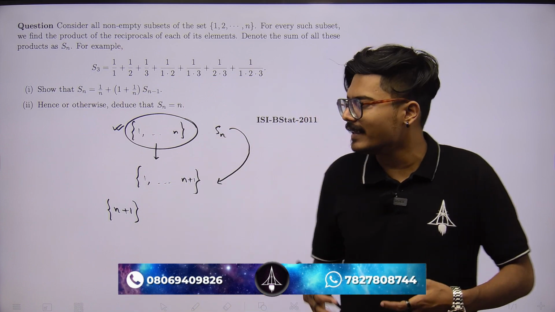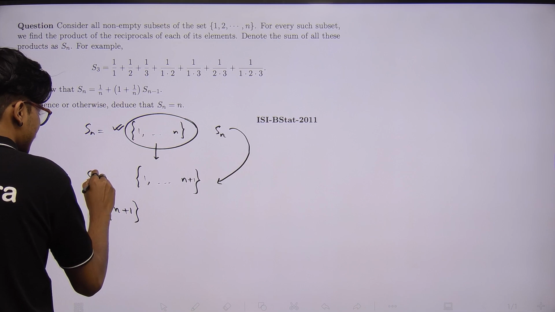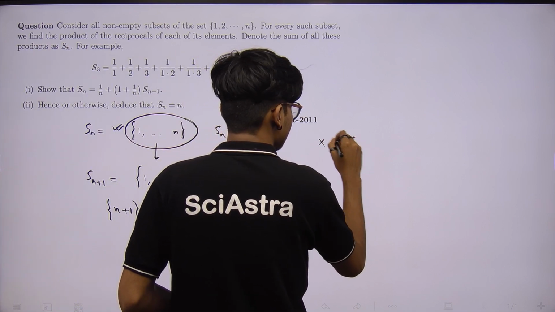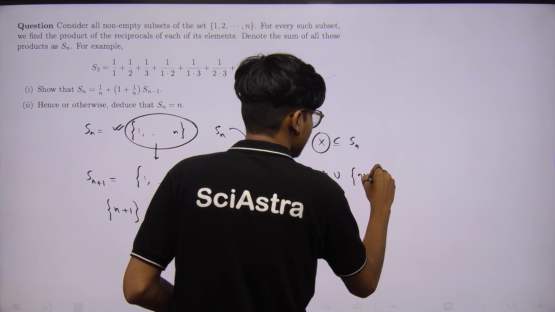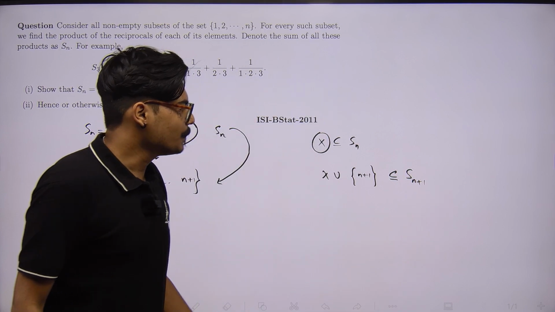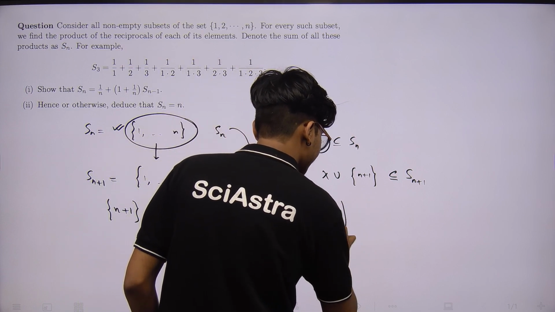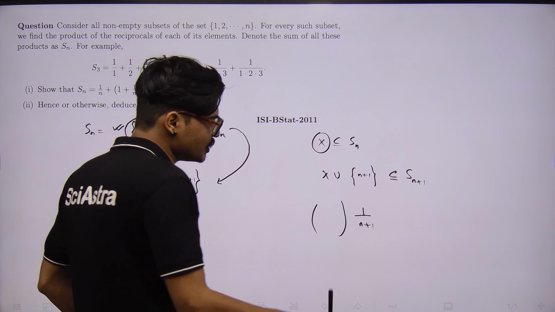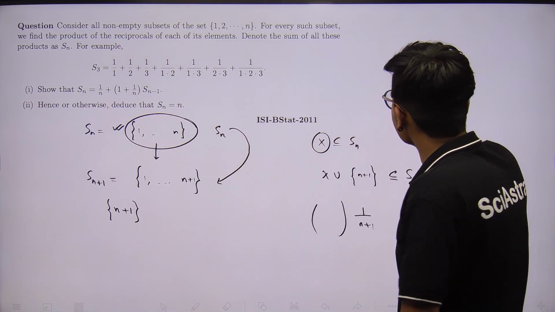Now, along with any subsets of the previous sets, for any subset x of the set 1 to n, we can just look at x union this new element n plus 1, and this is going to be a subset of the new set, right? So basically, when we look at the product, every term is going to be multiplied by a factor of 1 by n plus 1, right? Now, if you look at the overall sum, it should look something like this. First of all, you have the pre-existing Sn, right? So you'll get Sn.